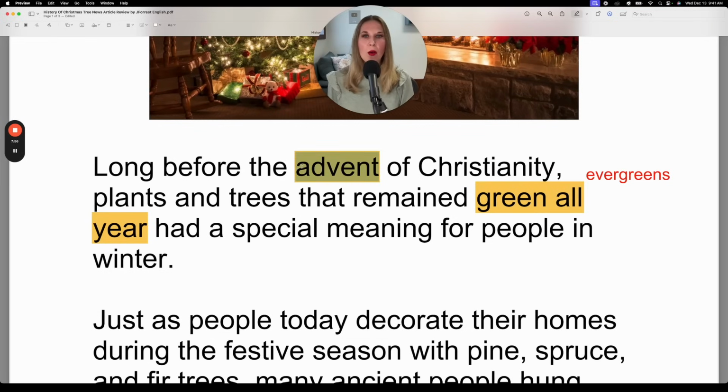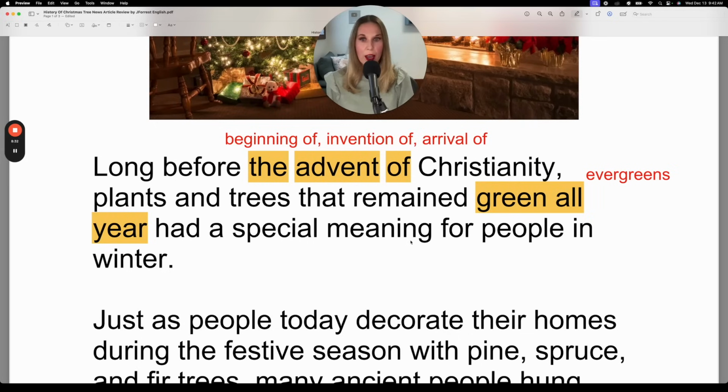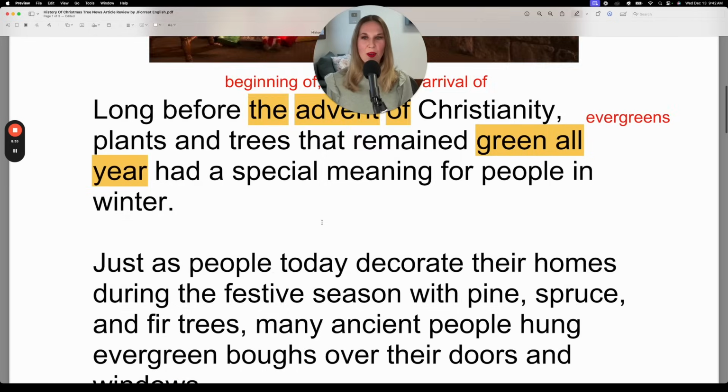Now let's talk about advent. This is the beginning or invention of. You're probably more familiar with the word invention. Invention of or arrival of something. But if you don't want to talk about something necessarily being invented, maybe just someone arrived or something started, you can use advent instead. But notice it's the advent of, and then whatever starts or arrives or begins, the advent of Christianity. All right, let's continue on.